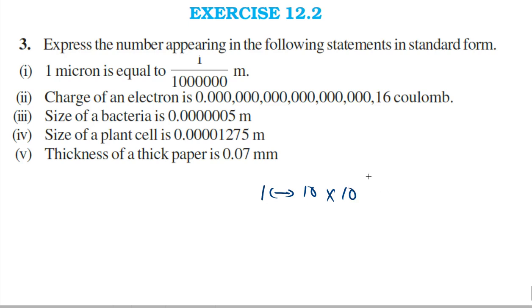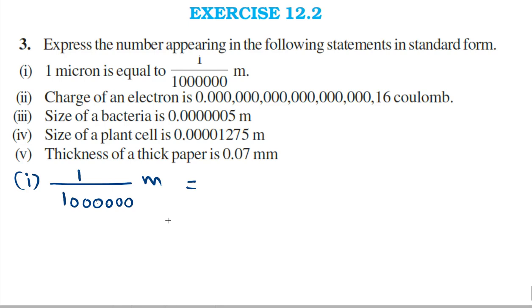That means the exponent of 10 must be an integer. First one, 1 micron is equal to 1 by 1,000,000 meters. We can write 1 by 10 as 10 to the power of negative 1. 1 by 100 is 10 to the power of negative 2. How many zeros do we have? 2 zeros, so we got negative 2. Here we have 1 zero, so in the exponent we have negative 1.